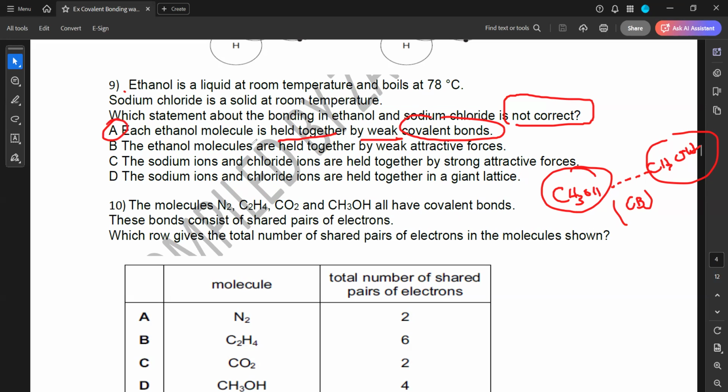What about B? The ethanol molecules are held together by weak attractive force. That's right. The sodium ion and the chloride ions are held together by strong attractive force. Right. A sodium ion and the chloride ion are held in a giant lattice. That's also correct. But remember, in a covalent molecule, between the molecules there is no bond. There is an attraction, and that attraction is weak. But there is no covalent bond between the two molecules here. That's why A is not the right statement. Is it clear?